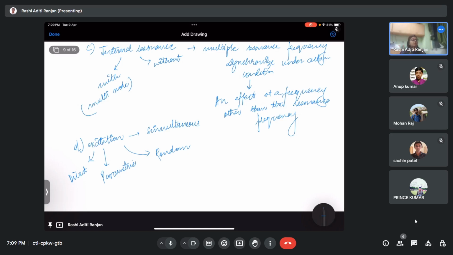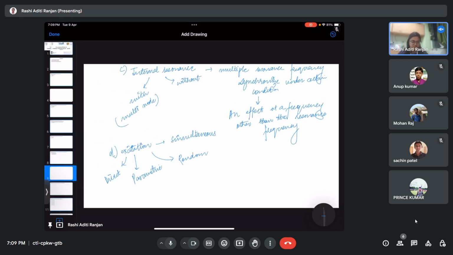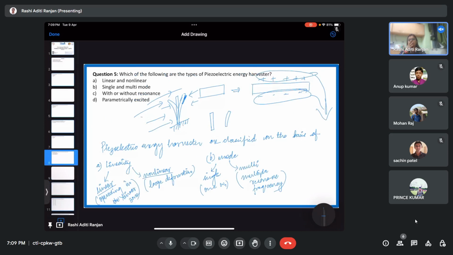Okay. So in any of these ways, on the basis of any of these classifications, I can say what kind of energy harvester it is. It could be a linear energy harvester. It could be a non-linear energy harvester.